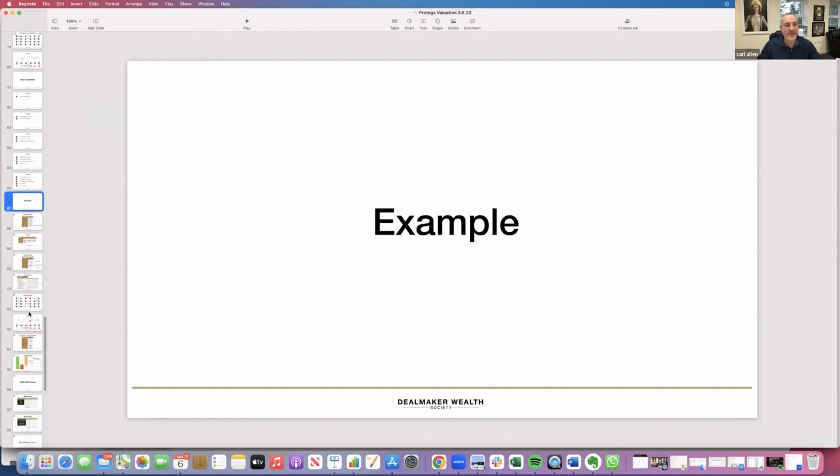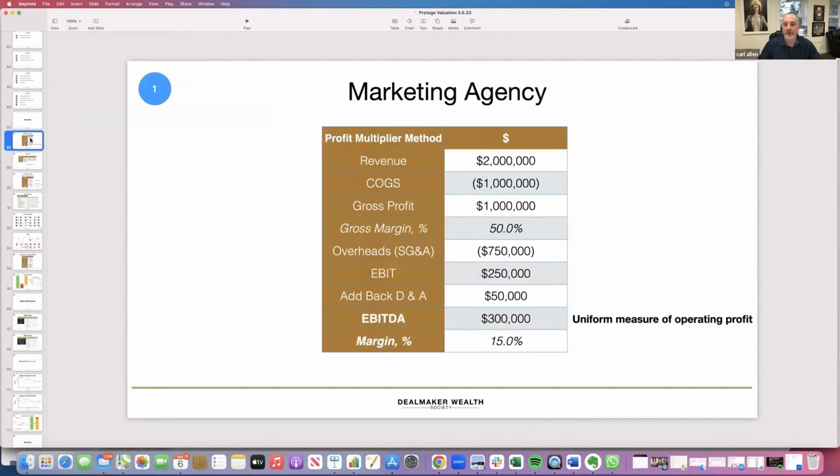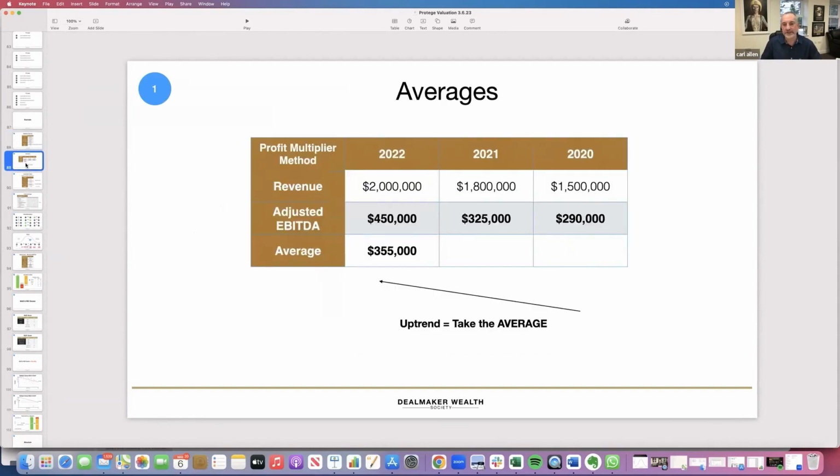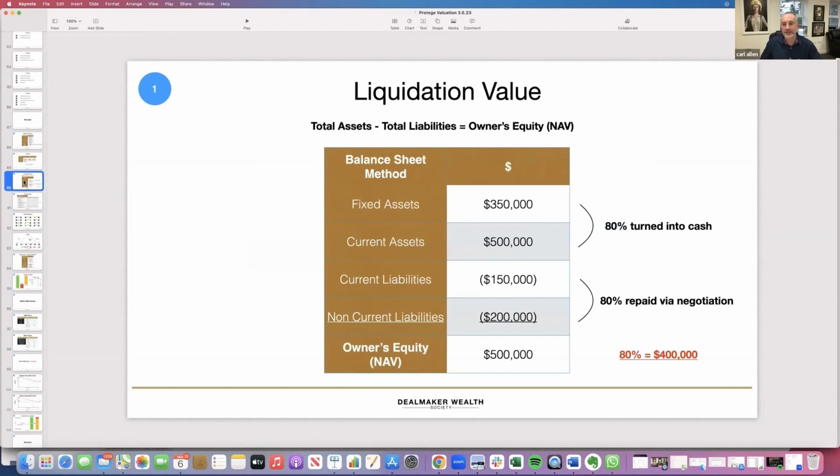So let's look at the business that we originally went through. So again, it was $2 million in revenues, $300,000 of EBITDA. We looked at the average. We took the 3-year average because it was on an uptrend, 355. And then we looked at the liquidation value being worth about $400,000.